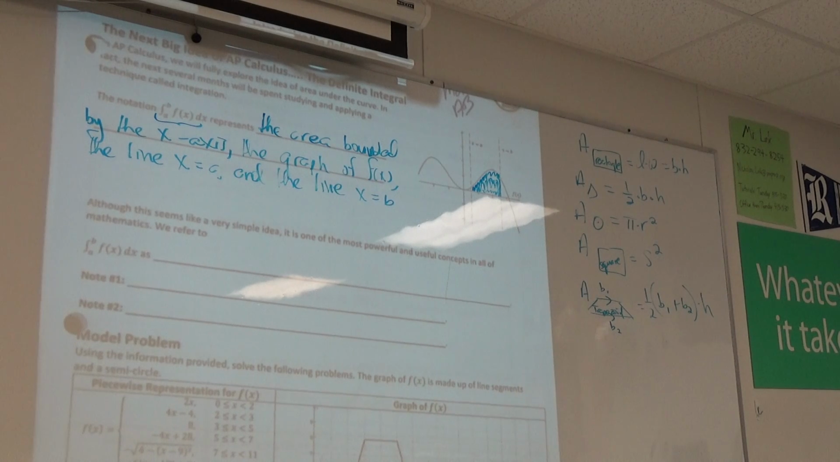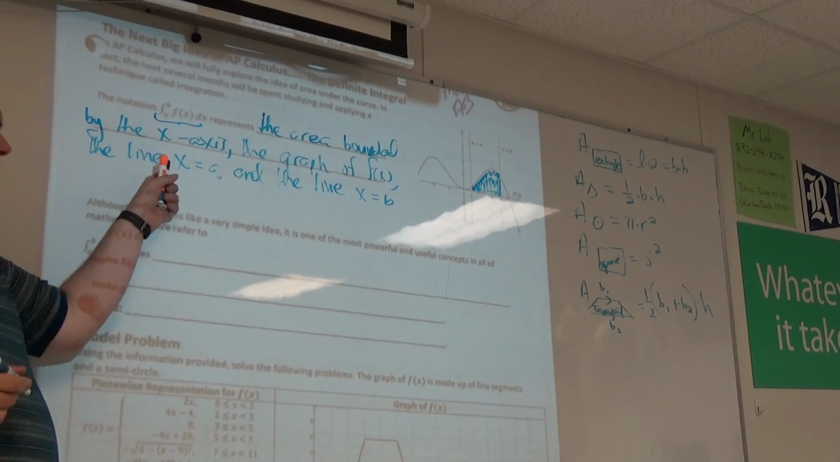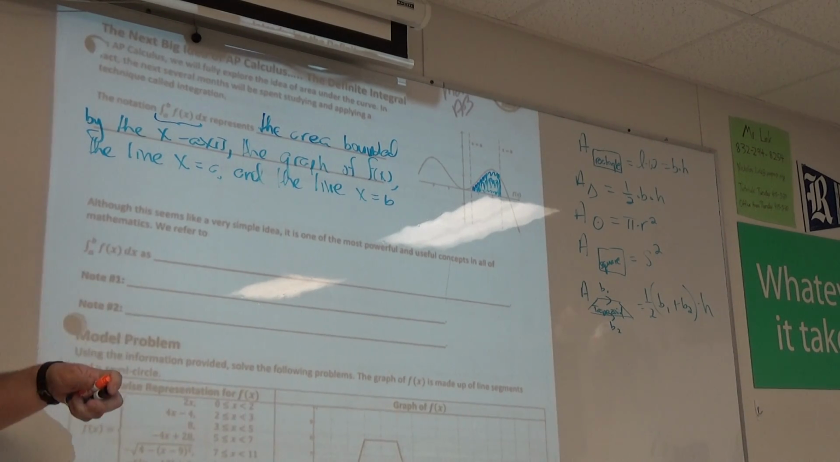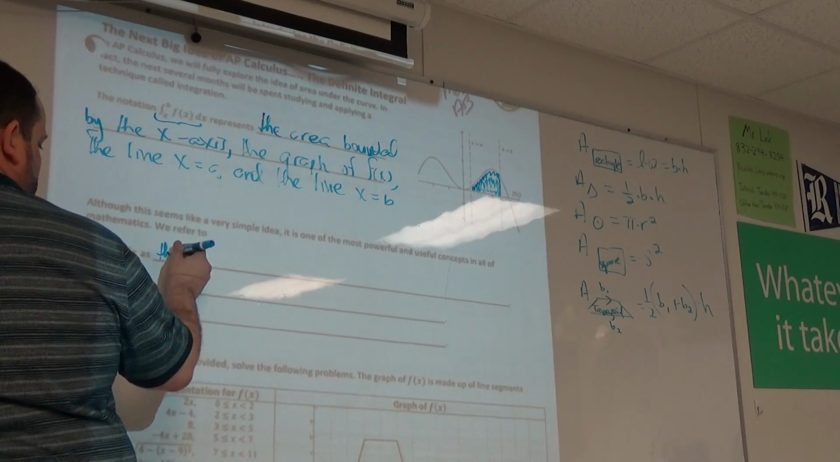All right, so let's look at this guy a little bit more. Okay, I need to reorganize the notes here someday. Okay, this guy here, here's how we're going to read it. We're going to call this the definite integral.